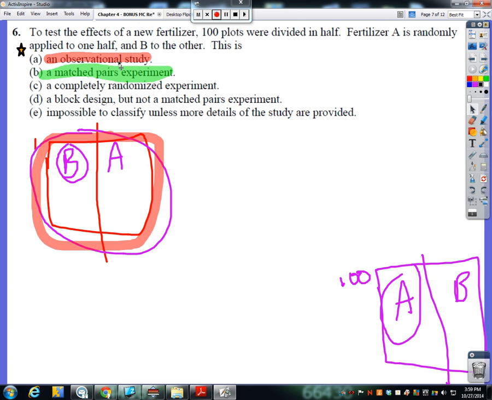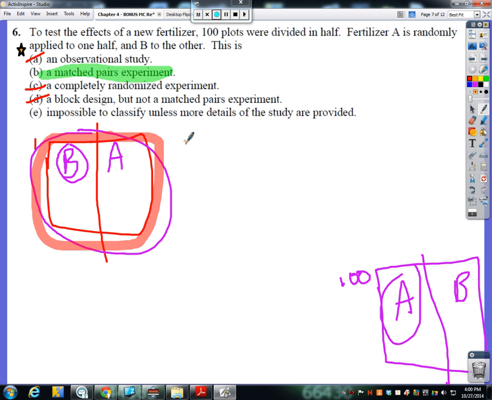So I guess we can eliminate A, that it's not just an observational study, assuming again that they are measuring some sort of response variable. Completely randomized? Nope. If it was completely randomized, we would have said 50 of them get A and 50 of them get B. A block design? They didn't really say what we would block on, so it's not a block design.